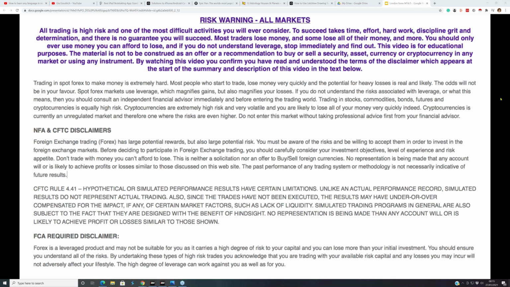But as always, before we start, as you know, trading can be a very risky business, so please don't ever think of using money that you cannot afford to lose.